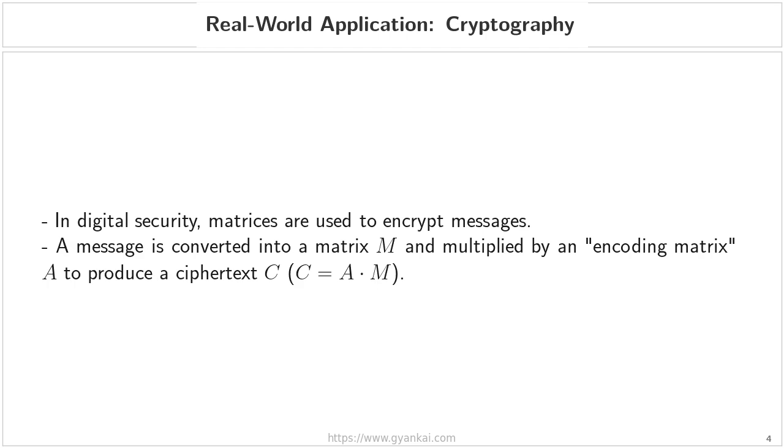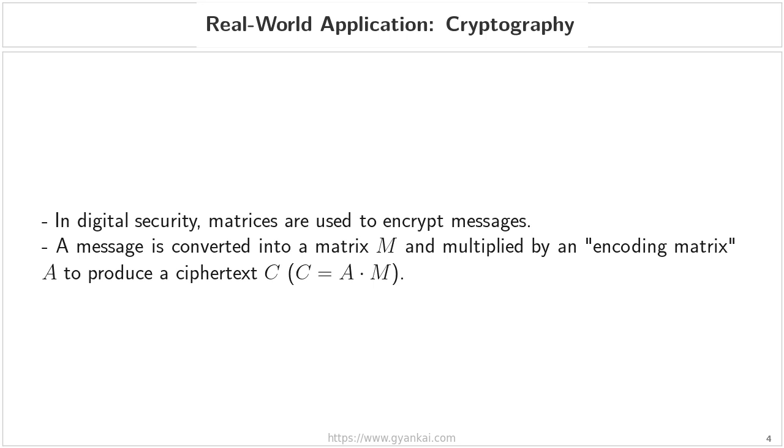Imagine you have a secret message. We can convert that message into a matrix, which we'll call matrix M to hide the content. We multiply this message matrix by what we call an encoding matrix. Let's call it matrix A. The result of this multiplication is a new matrix, which we call matrix C, representing the ciphertext. This is the scrambled, unreadable version of your message.